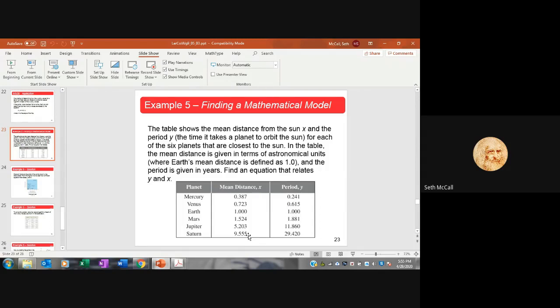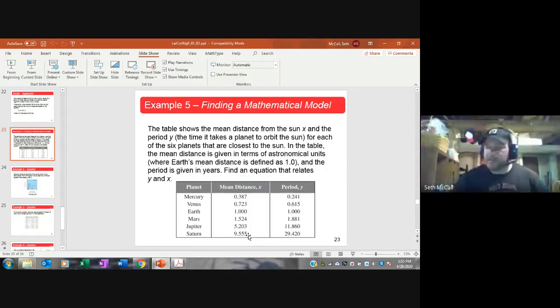Now, it is not a perfect circle. It is actually an ellipse. But you can see that the period of time that it takes for Mars to complete a year is 1.8 of our years, and Jupiter's 11.8 of our years. And Saturn actually takes 29 years to complete a cycle of all the way around the sun.